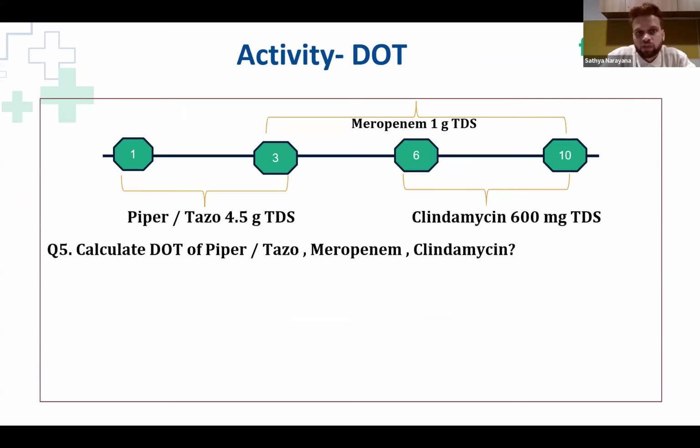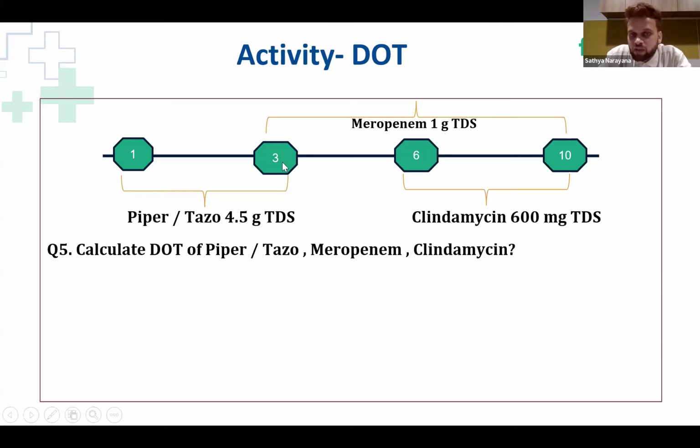So let us make this very simple. With this activity, I hope you'll understand very easily. First, if a patient is admitted into hospital and is on antibiotics, consider a patient on three antibiotics: piperacillin tazobactam 4.5, meropenem 1 gram, clindamycin 600 mg. As we mentioned, we will be dealing with each and every antibiotic and its DOT. For example, piperacillin tazobactam is from day 1 to day 3, so the DOT of piperacillin tazobactam for this particular patient would be 3.